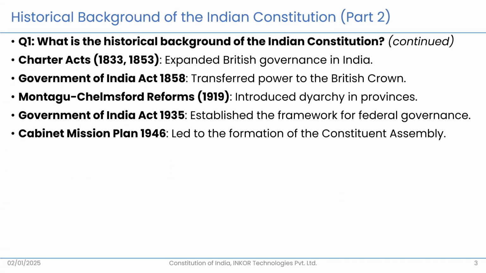As British rule expanded, governance laws evolved. The Charter Acts of 1833 and 1853 introduced a more structured administration. After the revolt of 1857, the Government of India Act 1858 transferred power directly to the British Crown. Later, the Montagu-Chelmsford reforms of 1919 introduced limited self-governance through Dyarchy, where Indians controlled some provincial matters. However, real power remained with the British. The Government of India Act 1935 laid the foundation for federal governance, and the Cabinet Mission Plan of 1946 eventually led to the Constituent Assembly.